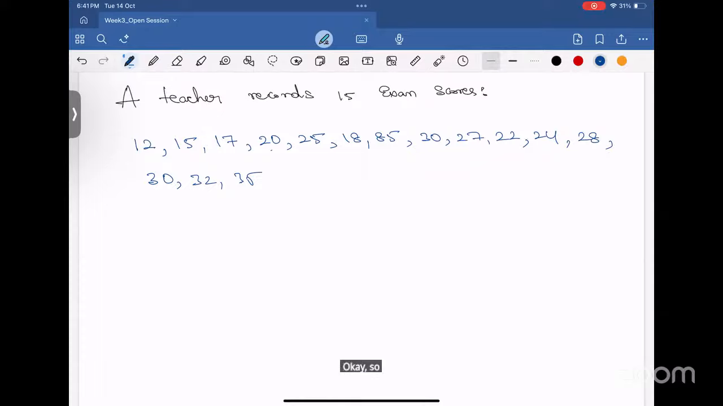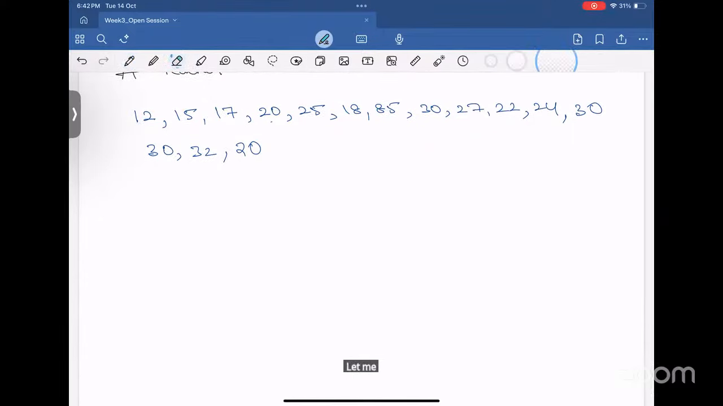Okay, so yeah, we do this. Take this as 30. Then this is 20. All right, so let's say these are the 15 exam scores. Okay.